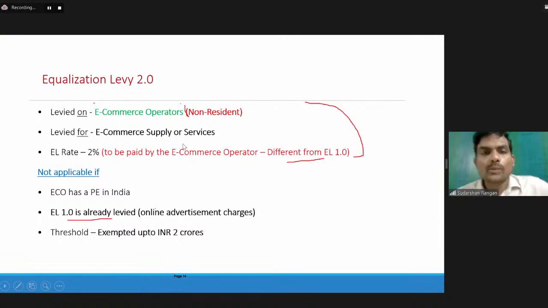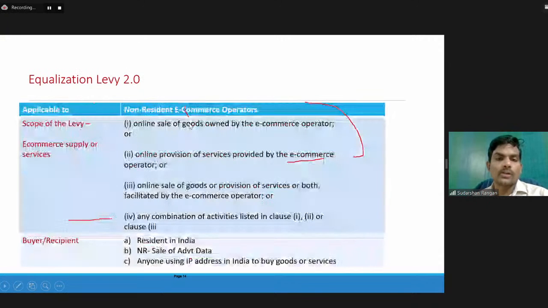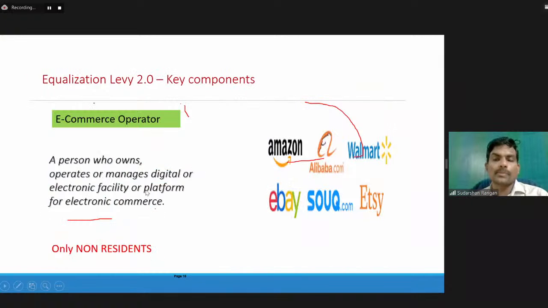Exactly, Anjali. So EL 1.0 is for online advertisement. And equalization levy 2.0 is for e-commerce supply or services by a non-resident e-commerce operator. Now, who is a non-resident e-commerce operator? Look, this is a question you all had. A non-resident e-commerce operator is a person who owns, operates, very wide definition, who owns, operates or manages a digital or electronic facility or platform for electronic commerce.